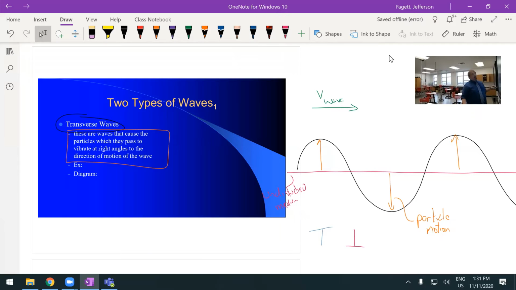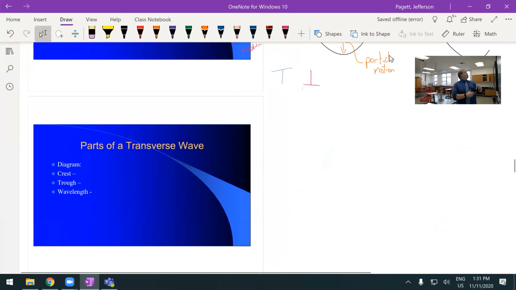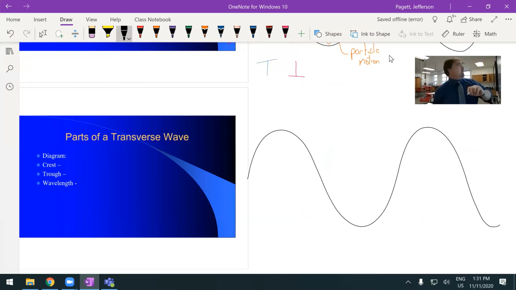Now, we're going to label parts of this. So I'm going to come down here and redraw this just so you can get it. Here's my transverse wave again. Again, I'll put in here's my velocity, my wave motion, and my particle motion is perpendicular. I'm going to put in my undisturbed medium again, and I'll put that as UDM, undisturbed medium.